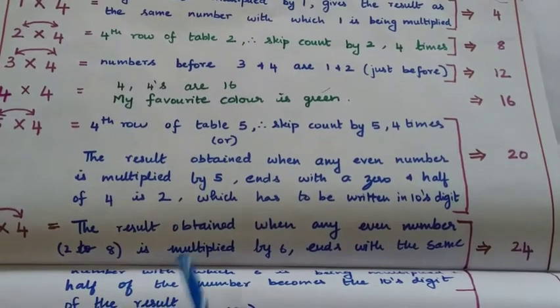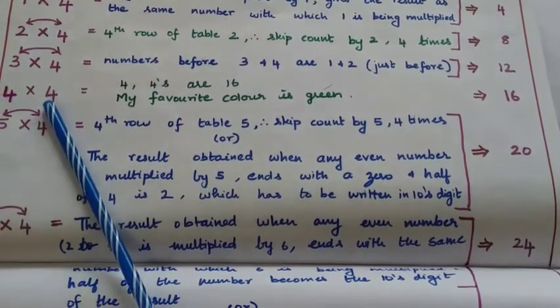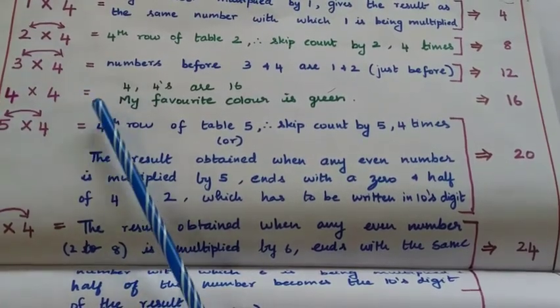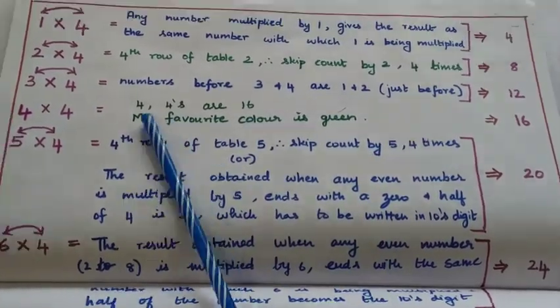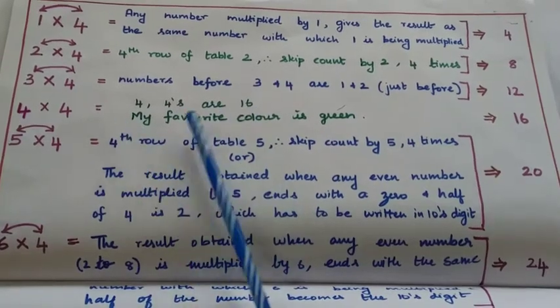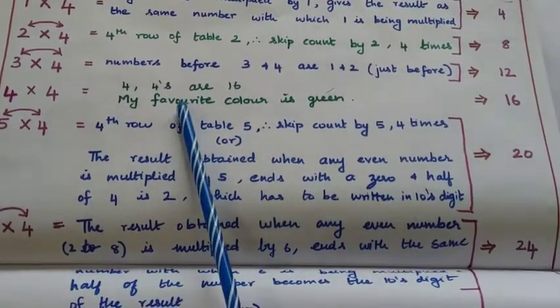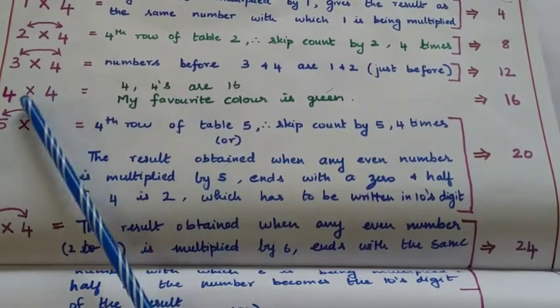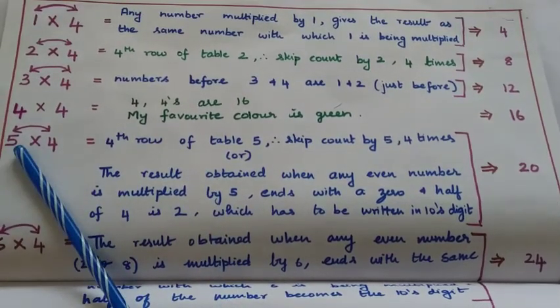Next, when you look at the fourth row, which is 4 into 4, since there is no shortcut to memorize this row, I have just given a rhyming sentence. 4 4s are 16. My favorite color is green. When you make your kids repeat this 4 or 5 times, they will never forget what is 4 into 4. Let's move to the next row.